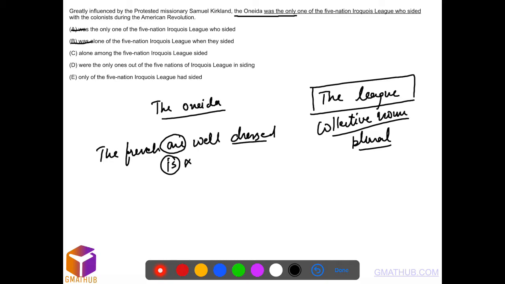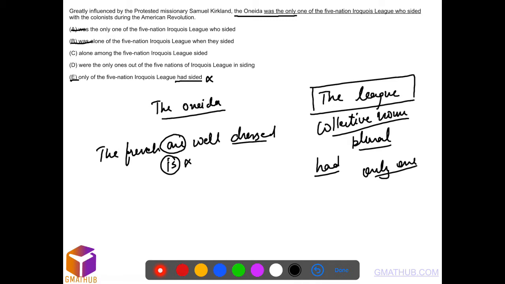Second, if we see option E, had cited. Again, as we have already seen, had is used when two events are happening in past and one event happens earlier. So greatly influenced by so and so. So Oneida was only one of the 5 nation Iroquois League who sided with the colonists. So only one event is happening here, which is the league's, it sided with the colonists. So had is the wrong usage.